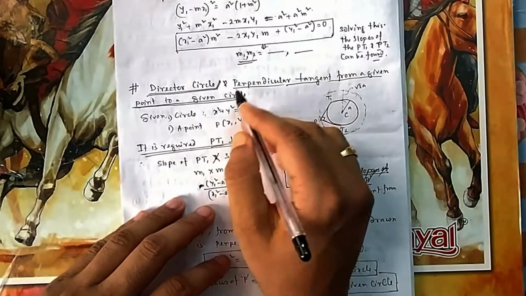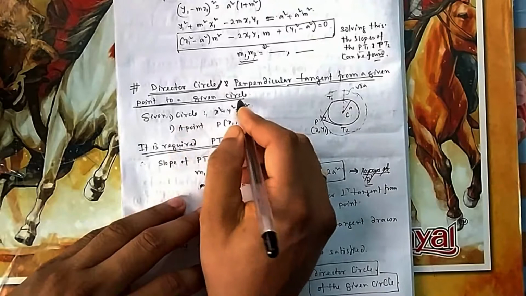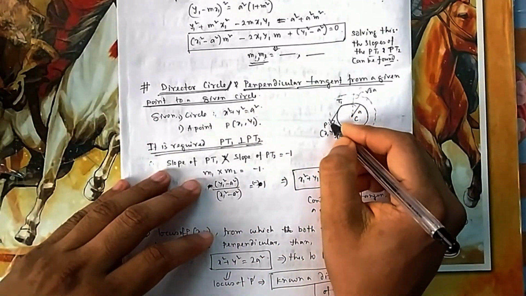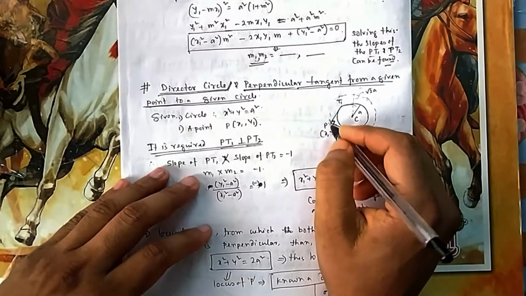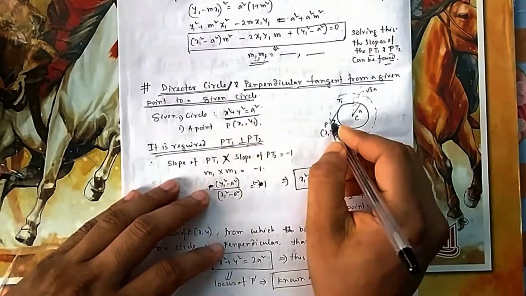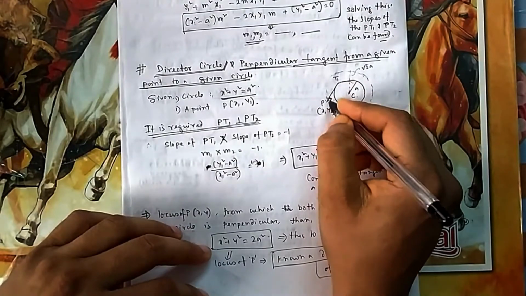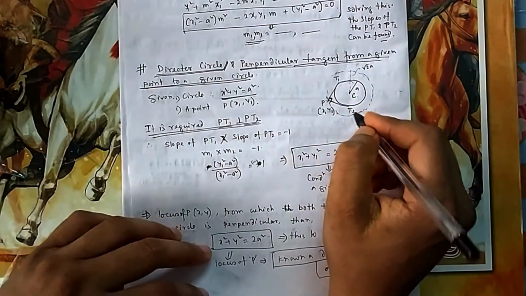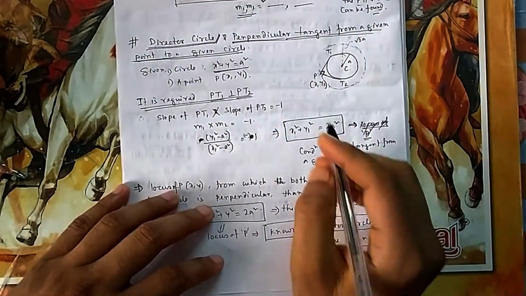The perpendicular tangents from a given point to a given circle. Suppose a point is given to you and from this point you want to draw two tangents which are perpendicular to each other. First let us see this one, then we will extend it for the director circle. So this circle is given to you and this point is given to you. My intention is to find two tangents from this point which are perpendicular to each other, 90 degrees to each other. Let us see how this is possible and what should be the condition for that.